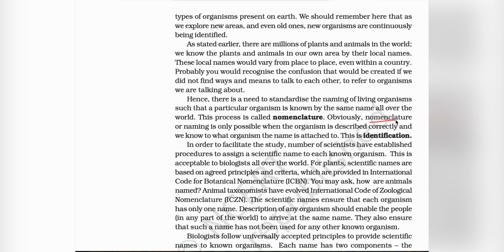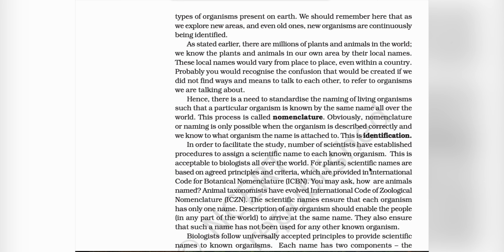Obviously, nomenclature or naming is only possible when the organism is described correctly and we know to what organism the name is attached. This is identification. In order to facilitate the study, a number of scientists have established procedures to assign a scientific name to each known organism. This is acceptable to biologists all over the world.